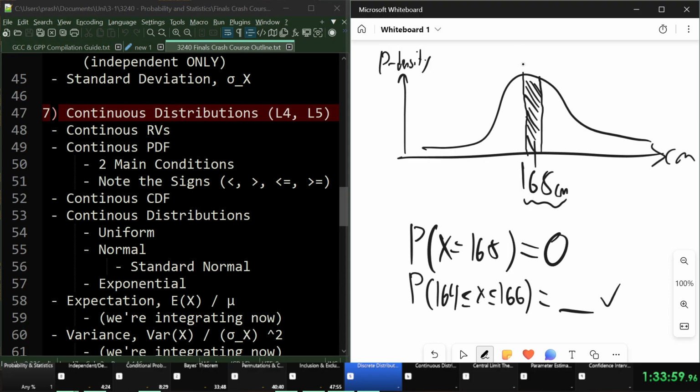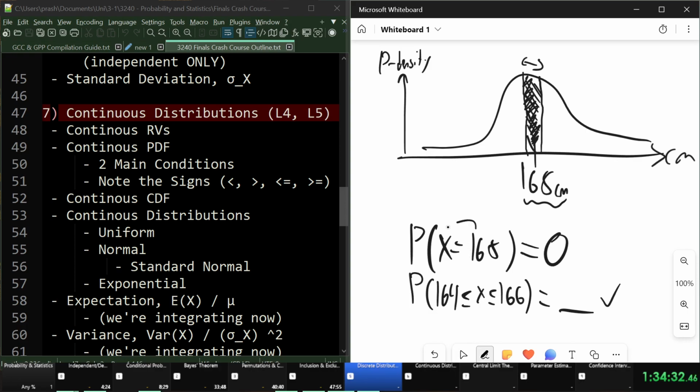Because you're finding the range from here to here, and that has an area. The area under a graph like this is the probability of that event occurring. So between this 164 and 166, this area is equal to the probability that you find the person that is 165 cm. So that's what a continuous random variable is.